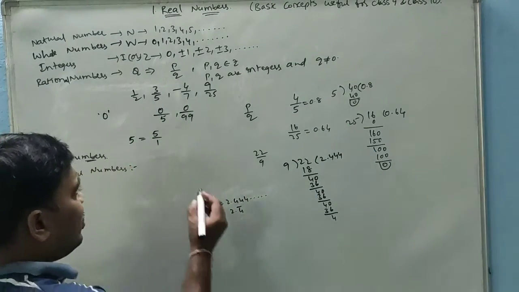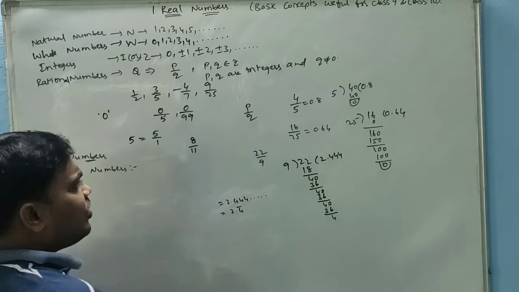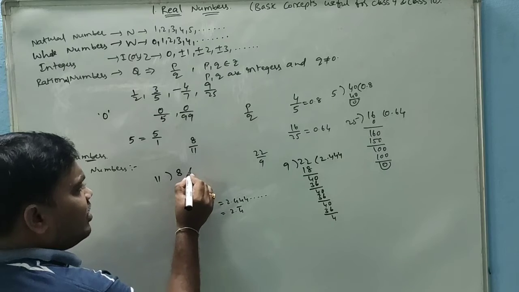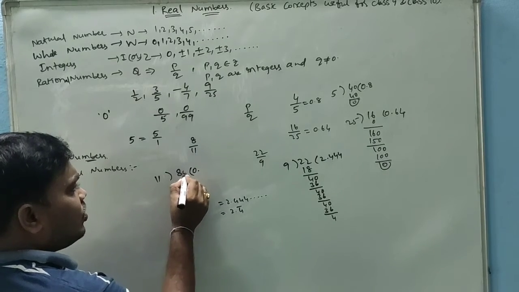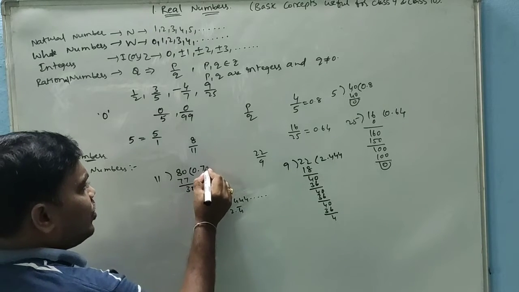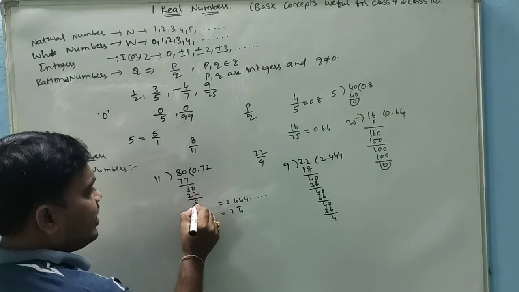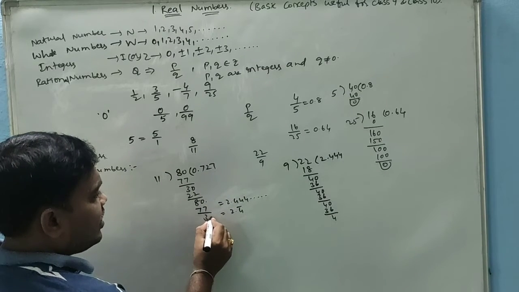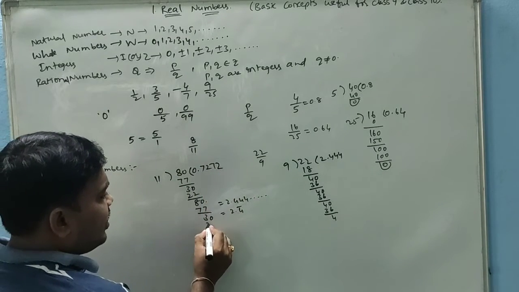One more, 8 by 11. I take 8 by 11, 0 point, keeping 0, 11 into 7, 77, remainder 3, 30, 11 into 2, 22, remainder 8, and again 11 into 7, 77, 3, 30, 11 into 2, 22, 8, and it repeats.